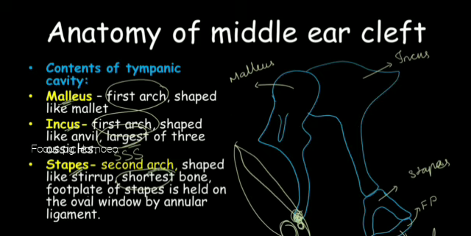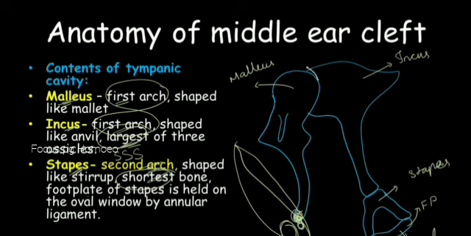So in the ear ossicles, the malleus is developed from the first arch, and incus from the first arch, and this incus is the largest one, and stapes, that is second arch and the shortest bone, and this foot plate is held in the oval window. Okay. Regarding the joints, we will be seeing them in the next slide.